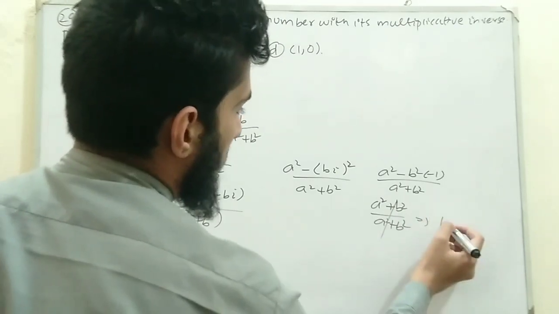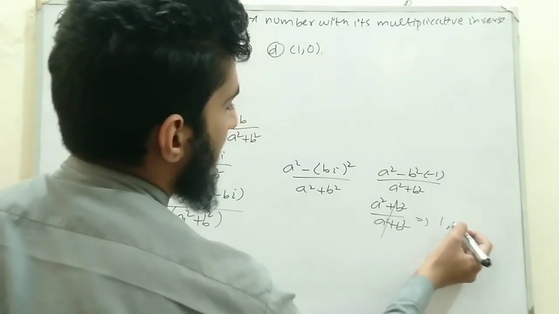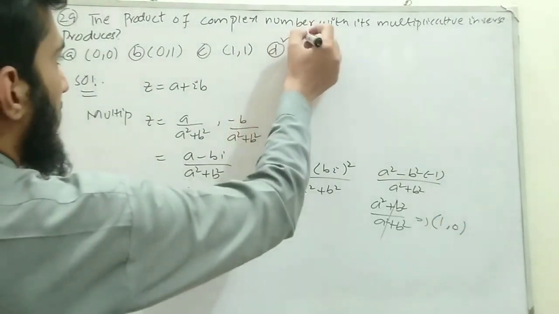It gives us a real number 1, and imaginary number, here we have no imaginary number, so we can suppose it 0. So this is the ordered pair form. 1 and 0 will be the right option, option number D.